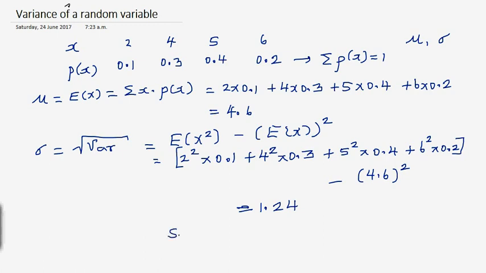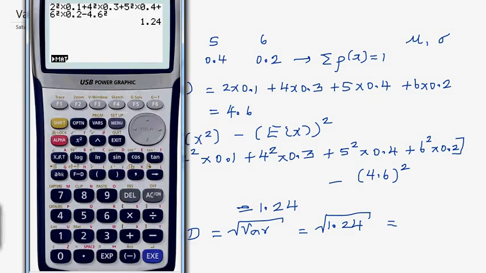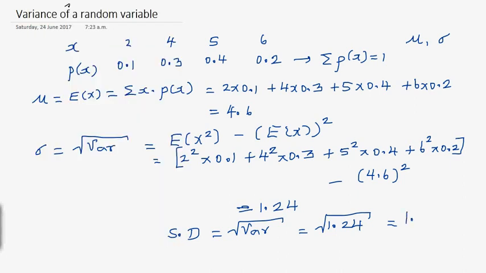So standard deviation is the square root of variance. Let me rewrite: the square root of variance, which is the square root of 1.24, which on the calculator is 1.1136 in 4 decimal places.